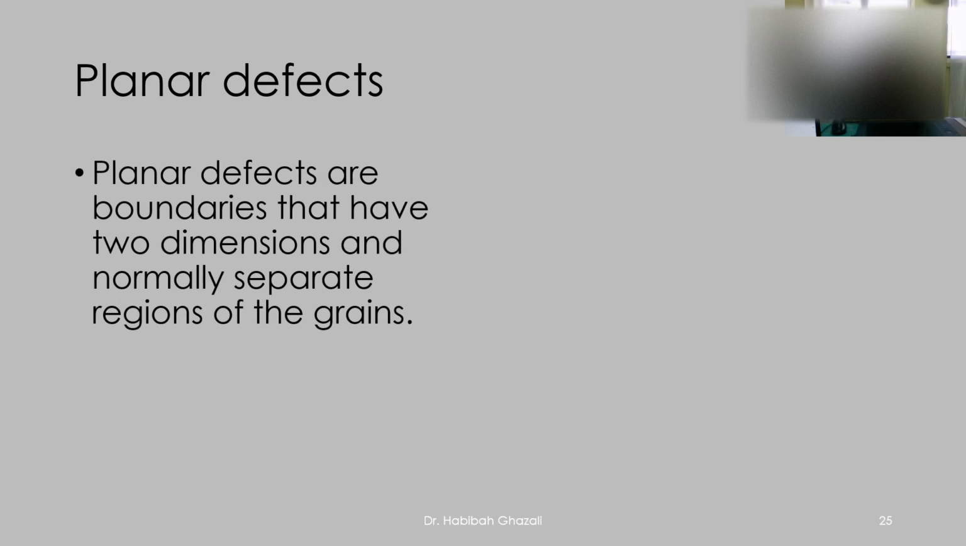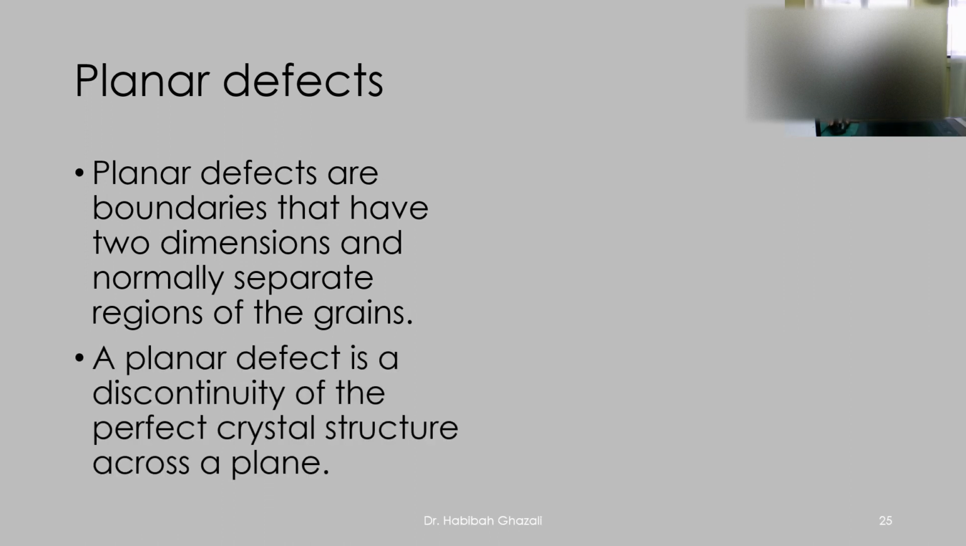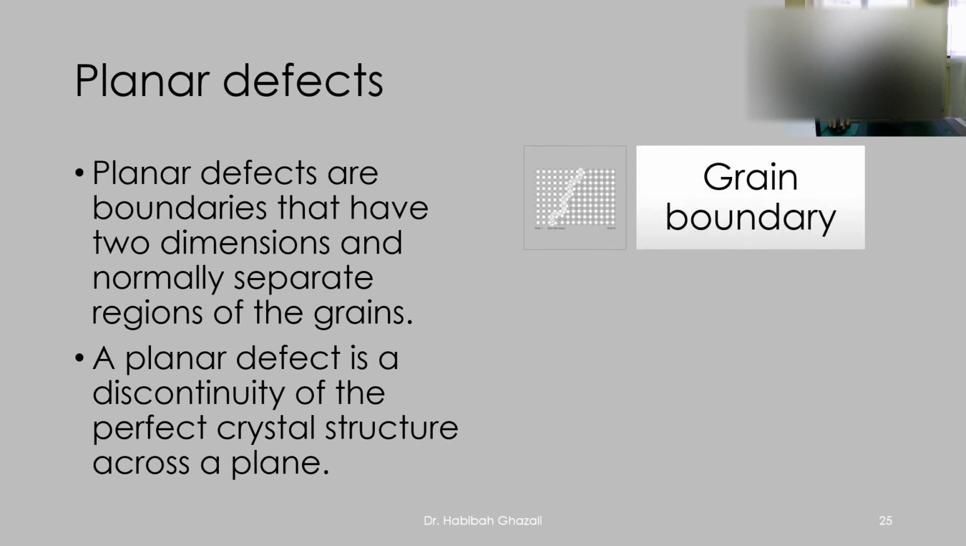Planar defects are boundaries that have two dimensions and normally separate regions of the grain. A planar defect is a discontinuity in the perfect crystal structure across a plane. A grain boundary is considered a planar defect. When we learned about solidification, if one seed starts to get bigger, another seed starts to get bigger as well during nucleation and growth. When they start to impede each other, the region where they impede each other is a planar defect, and that region is what we call grain boundaries.